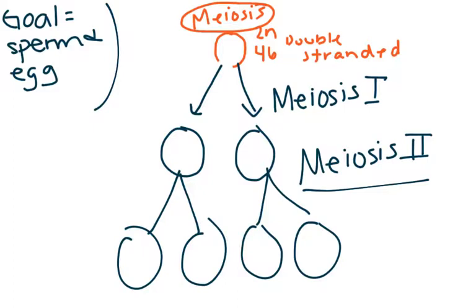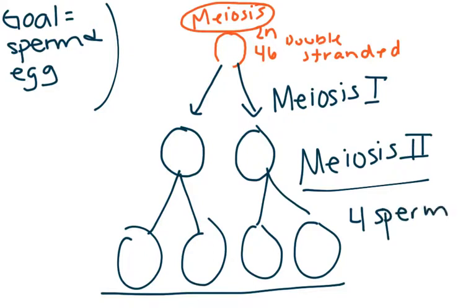Now, this is what's very different than in mitosis, is that mitosis produced 2 cells. Meiosis produced 4. So at the end of the day here, what we have are either 4 sperm or 4 eggs.